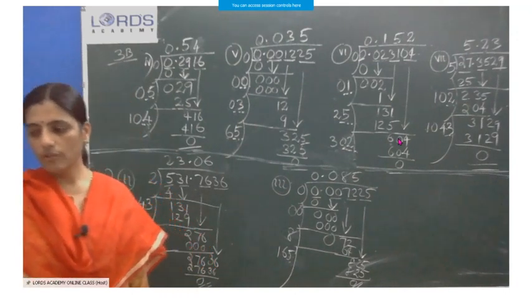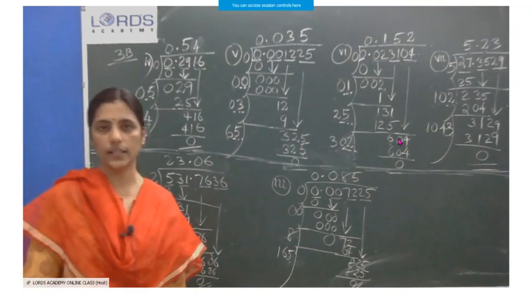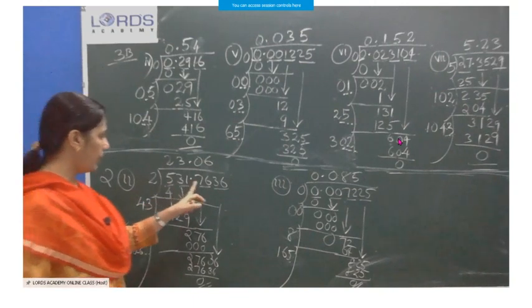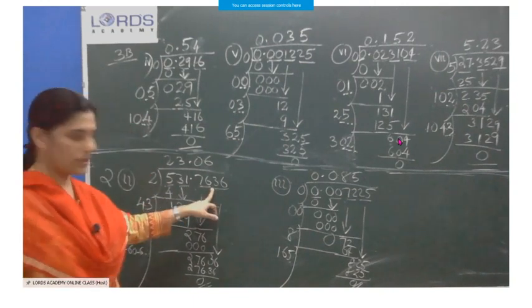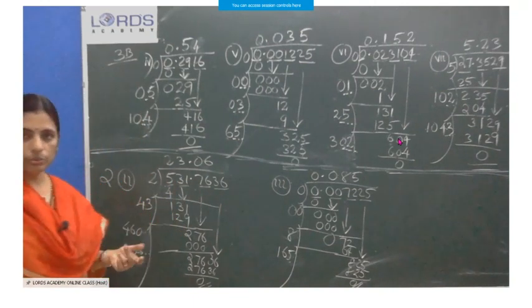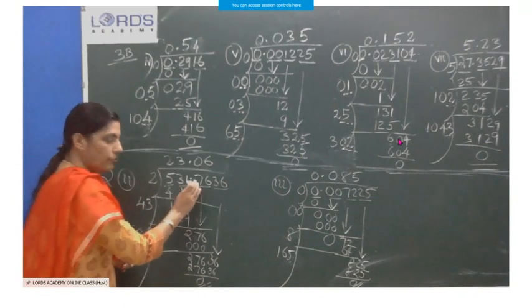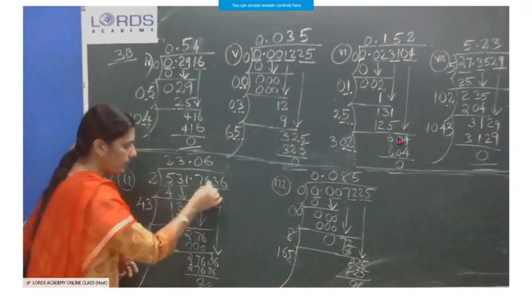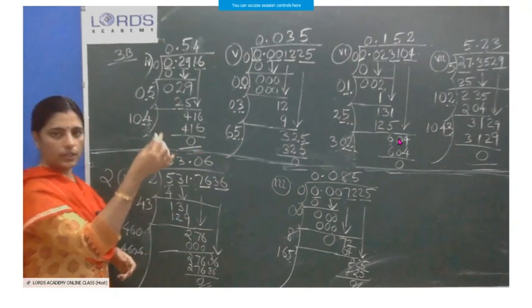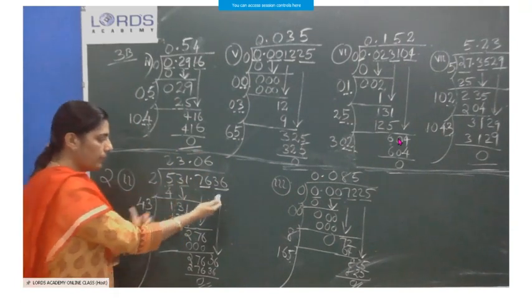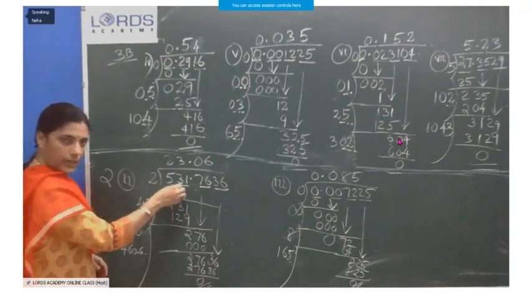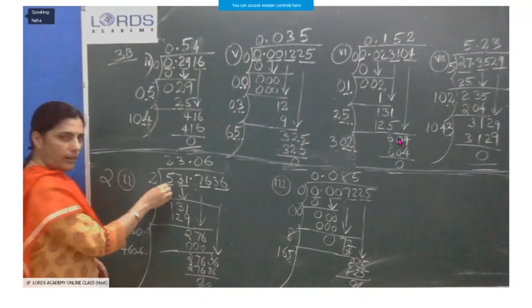Second subdivision, 531.7636. This is the question. Here also I have to do the grouping. Decimal part from left to right. Yes, 76 in one group, 36 in one group. Whole number part from right to left. So 31 in one group, 5 alone in one group.